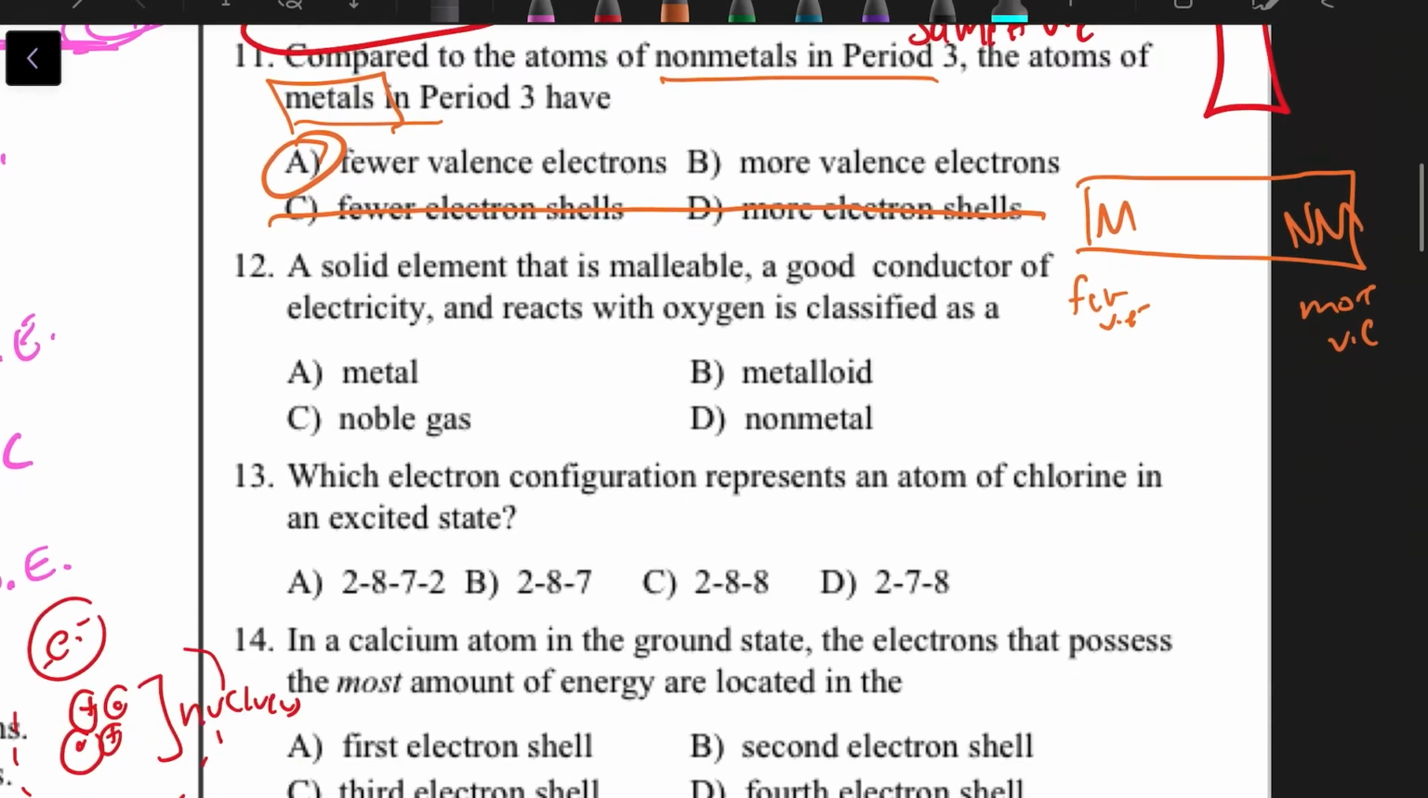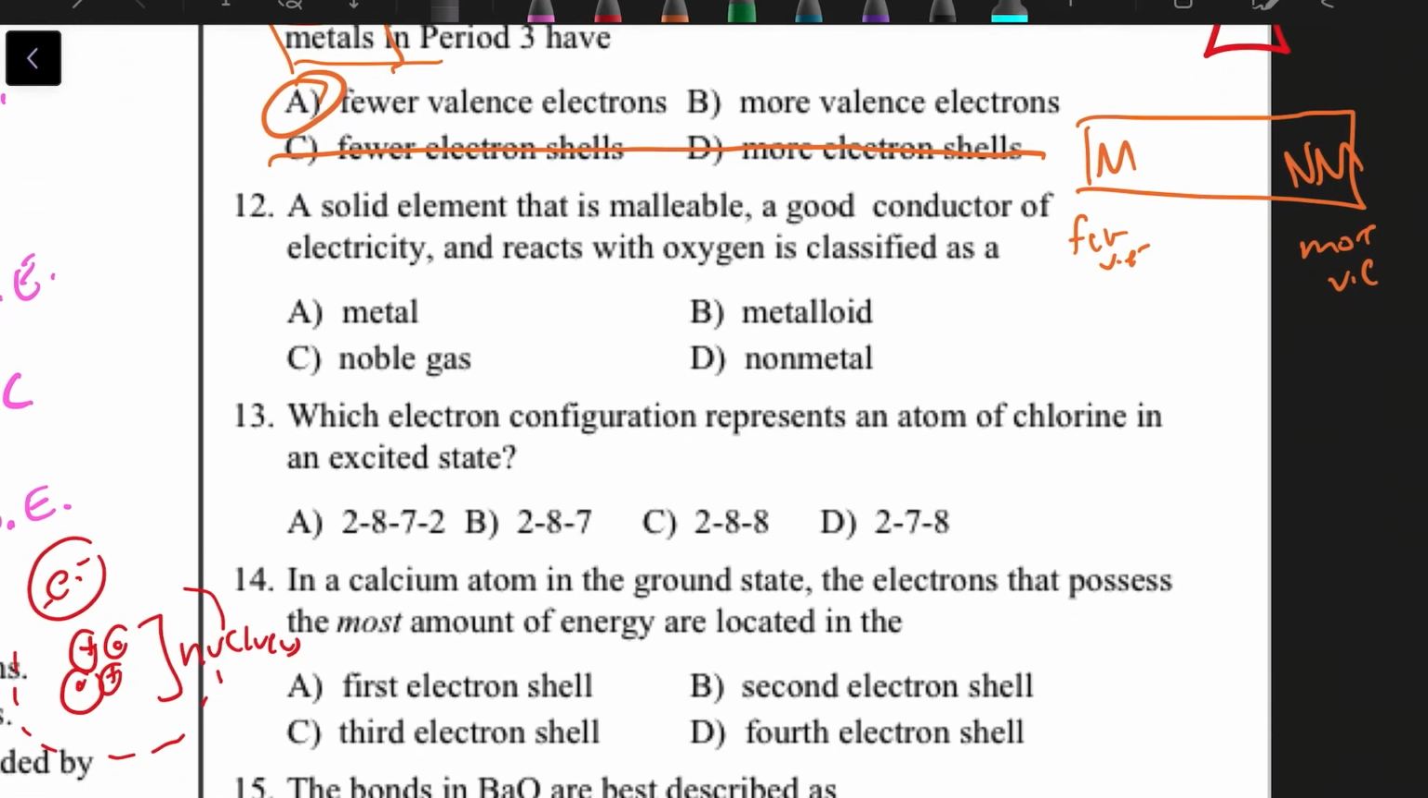Number 12, a solid element that is malleable, a good conductor of electricity, and reacts with oxygen. So even forget about this part if that confuses you. Malleable, good conductor of electricity, those are characteristics of metals.